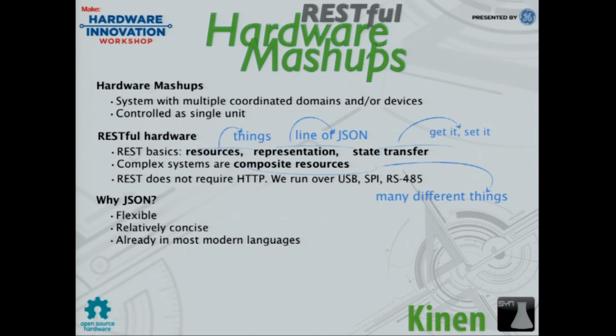What is JSON? Why do we use it? JSON is JavaScript object notation, which is a fairly concise way of putting a bunch of data on a single line or in a single structure. It's much more concise than, say, XML. It's not as concise as raw binary, but it gives you a lot more flexibility. And it's already in almost every compiler, every language that you're going to use. It's in JavaScript, of course, but Node.js, Java, Python, Ruby, pretty much anything you're going to do.